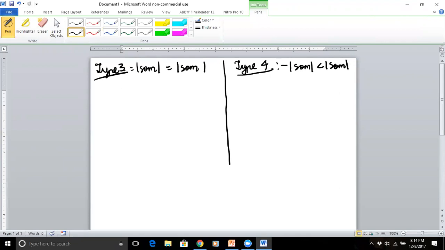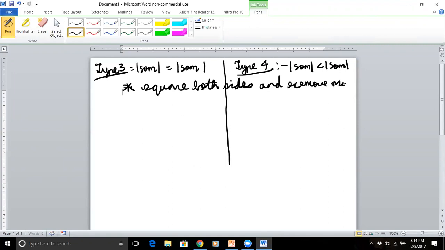Now the basic rule for solving any question where you have mod on both sides, whether it's an equality or an inequality, is to square both sides and remove the mod.